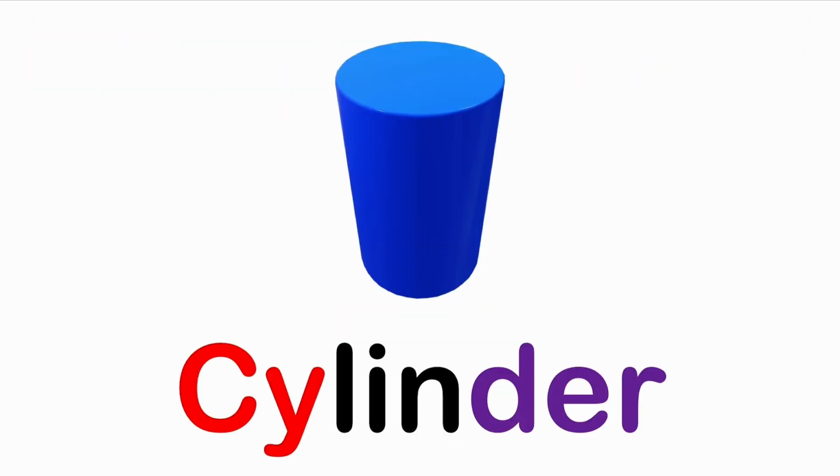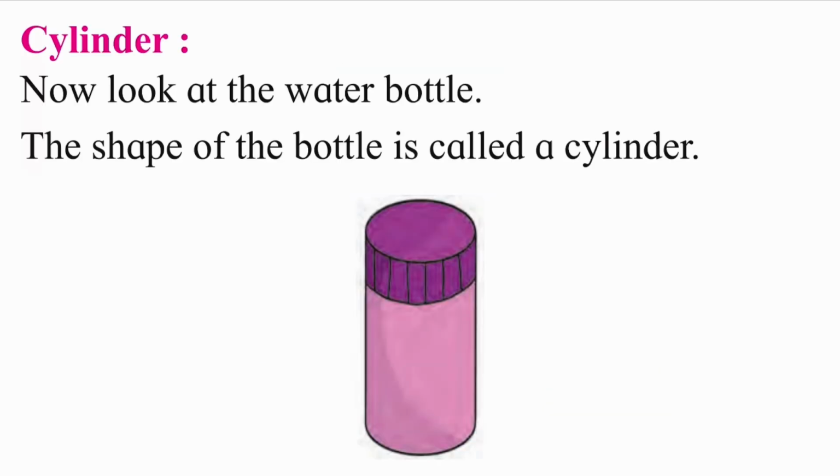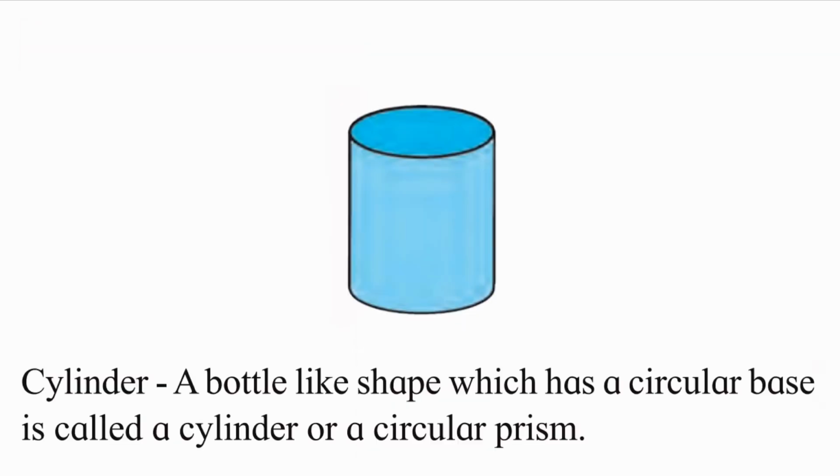Now we will learn about cylinder. Now look at the water bottle. This is a water bottle. The shape of the bottle is called a cylinder.